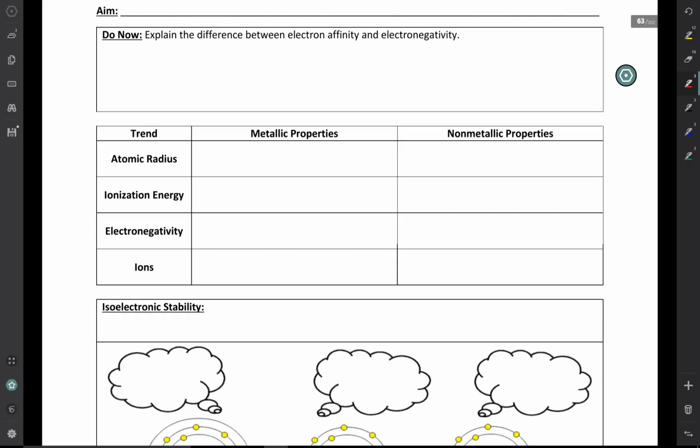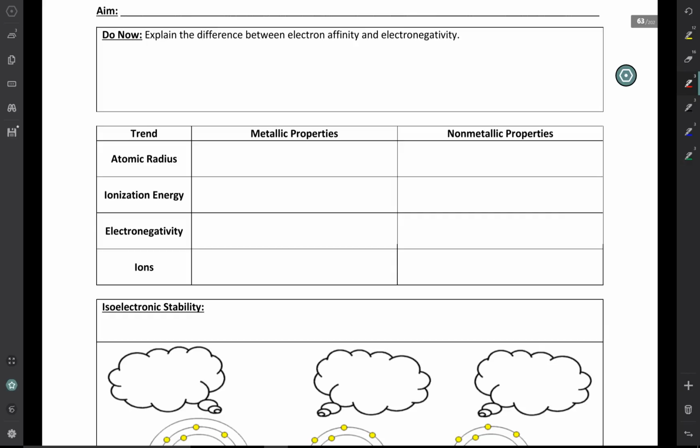Before we move on to any practice problems, I want to talk just a little bit about metallic versus non-metallic properties. You've got this table in your workbook, and I just want to work to complete it. Sometimes questions will be phrased, which of the following elements is the most metallic or the most non-metallic, and that can be a little bit vague. So let's talk about this together.